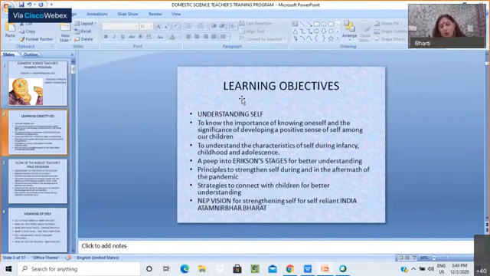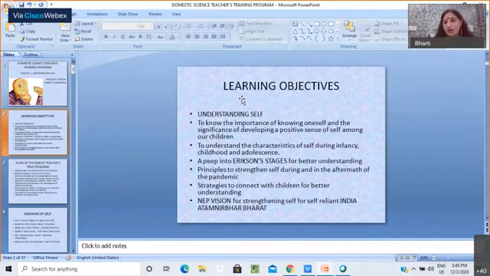Now, whenever we are talking about learning objectives, what are we supposed to learn? What are we supposed to know? So here we are talking about understanding self, apne aap ko samajhna, and to know the importance of knowing self. You know, what is the importance of knowing oneself and the significance of developing a positive sense of self among our children. I'm sure, dear educators, I'm clear with you all.